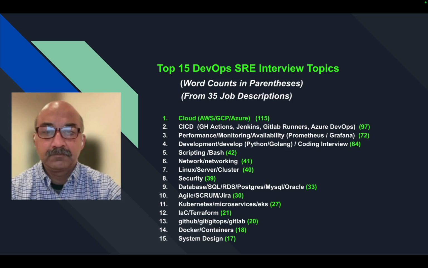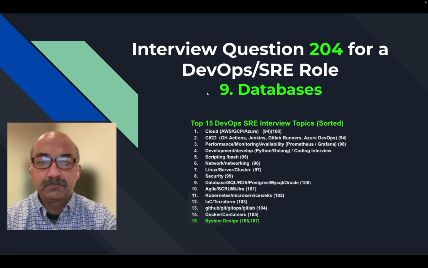Okay, so you may know from my previous videos, I did some research based on job descriptions, and these are the 15 topics that are most important for preparing for DevOps and SRE interviews. The first five or six are most important. The ones at the bottom are not so important. However, even the ones at the bottom, you should study at least some because they will come up in the interviews, and then you're not going to look so good. But of course, spend much of your energy on the first five or six topics. Okay, today we're at topic number 9, databases.